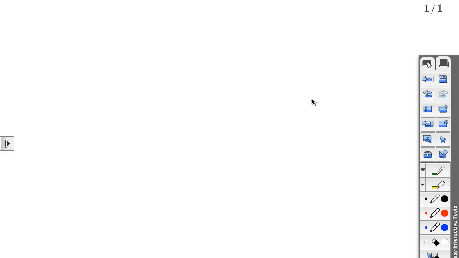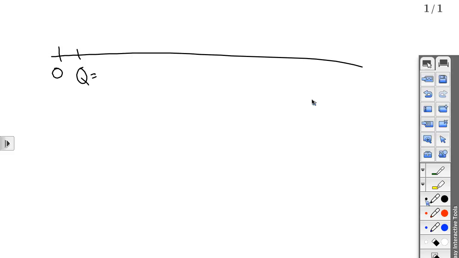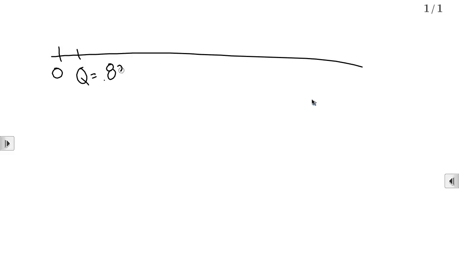What you're going to do after you figure out Q and K, they're going to ask you, what direction will this reaction proceed? Because it's not at equilibrium, so it's going to keep going until it gets to equilibrium, right? So you make yourself a little number line and always put a 0 on it because people are a little slow sometimes. I'm just letting you know. So Q is equal to 0.83, and then the equilibrium constant, Kc, was equal to 8.